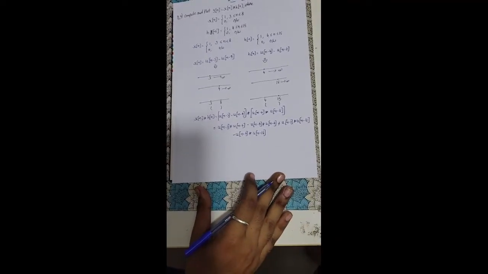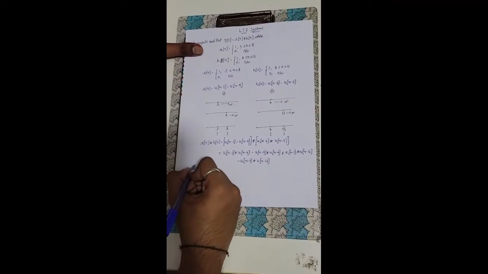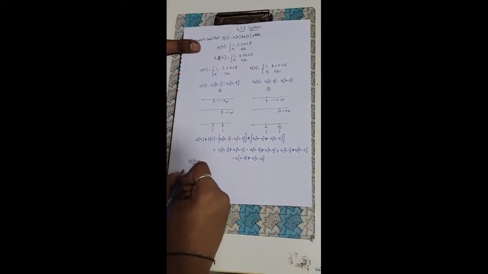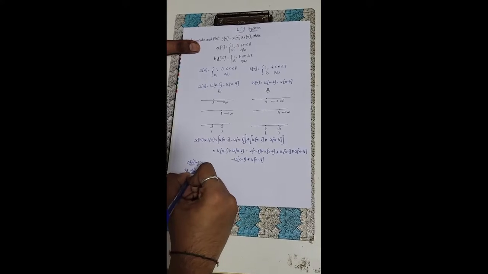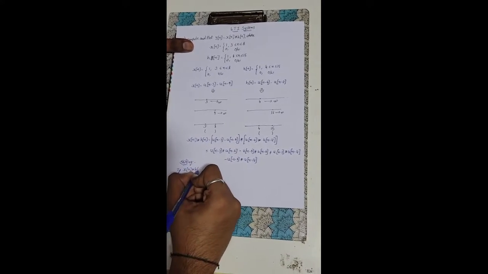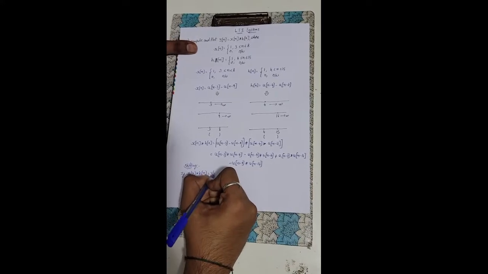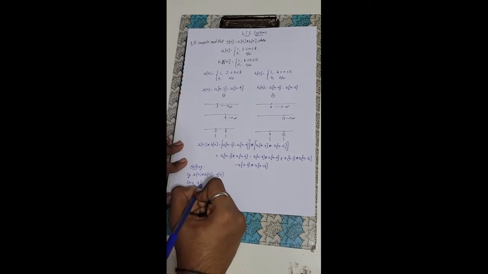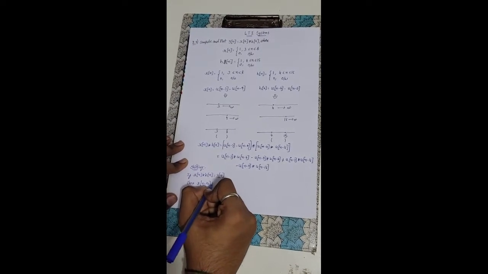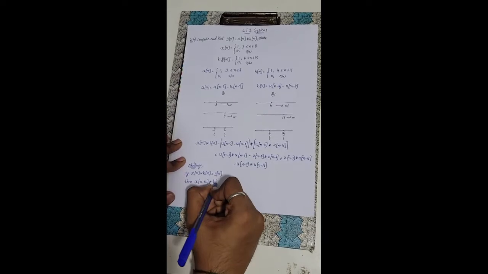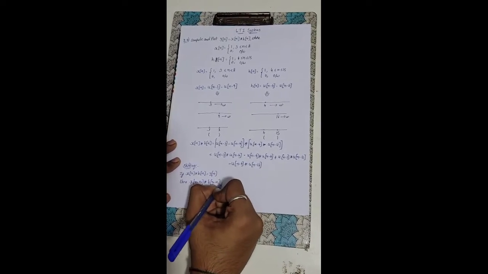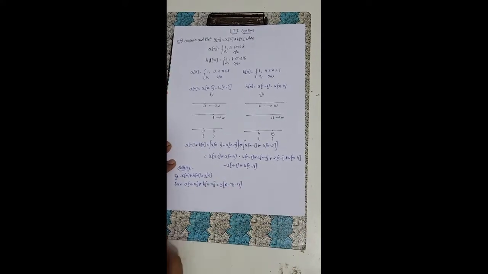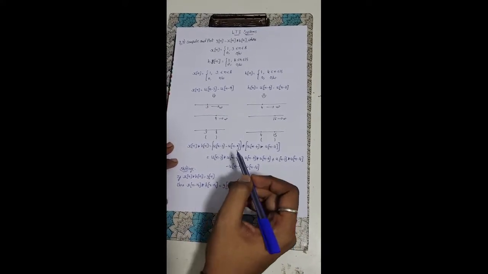Now here we will use a shifting property. What is the shifting property in convolution? If x of n convolution h of n is equal to y of n, then x of n minus n naught convolution h of n minus n1 is equal to y of n minus n naught minus n1. By using this shifting property, we will solve this problem.